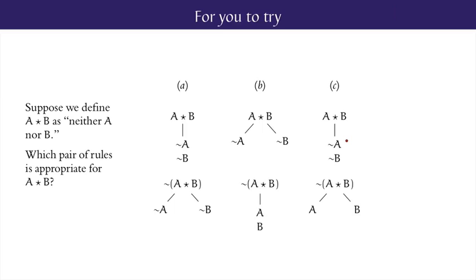So let's pause for a moment and check that you've understood how these rules work. Suppose we have a new connective, which I'll write with a star, where we define A star B as neither A nor B. So a truth table for A star B has A star B true in the row where A and B are false, and A star B is false otherwise. Which of these three pairs of rules is appropriate for A star B?